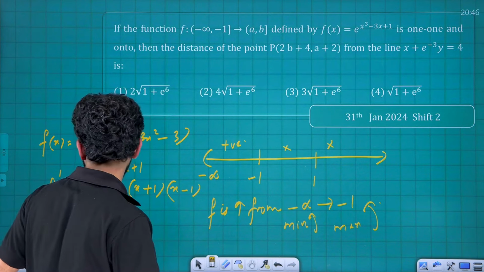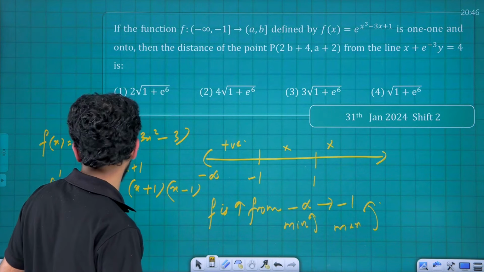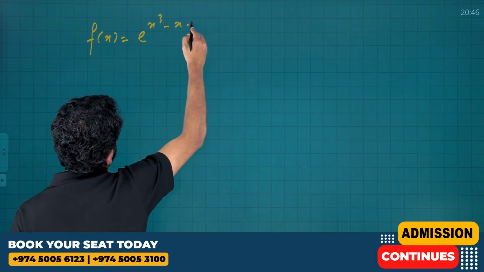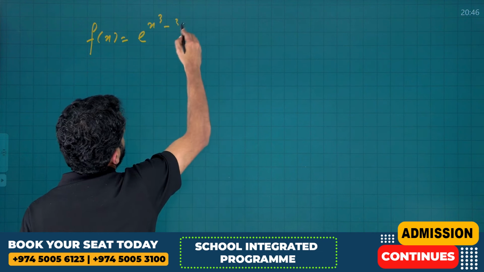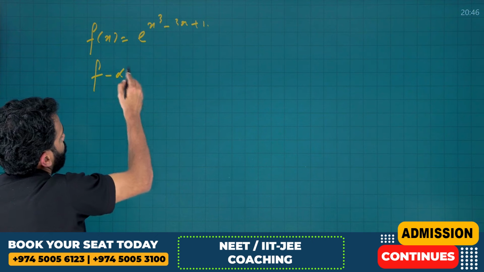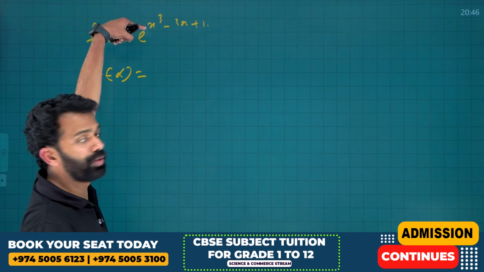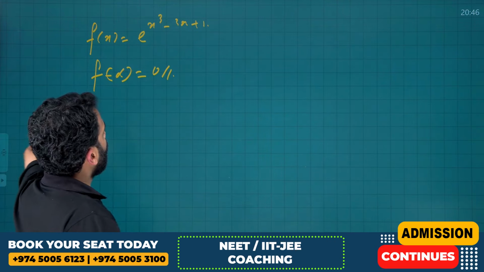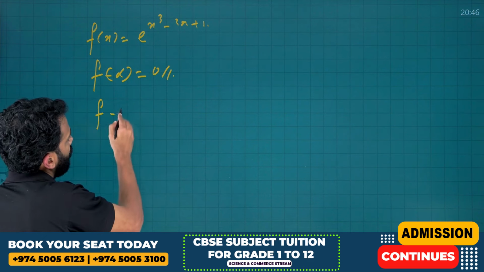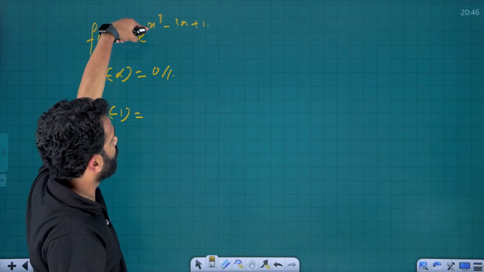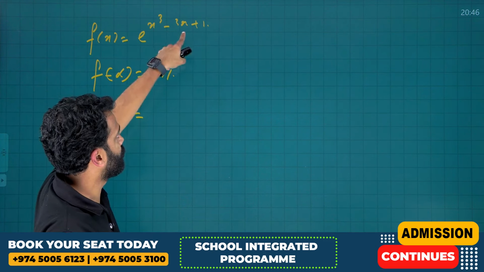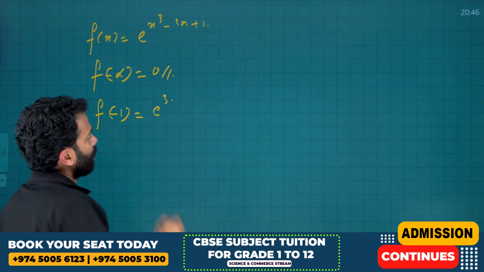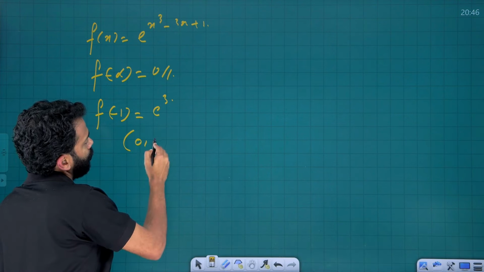Next one. So what is f of x? f of x is equal to e raised to x cube minus 3x plus 1, right? So what is f of minus infinity? This becomes e raised to minus infinity, that is 1 by e raised to infinity, that is 0. Should be open interval. And what is f of minus 1? f of minus 1 will be equal to minus 1 cube is minus 1. This and this got cancelled. x into minus 1 is minus 1, that is minus 3. Minus 1 plus 3 plus 1, that is e cube. So the range will be open 0 to e cube.